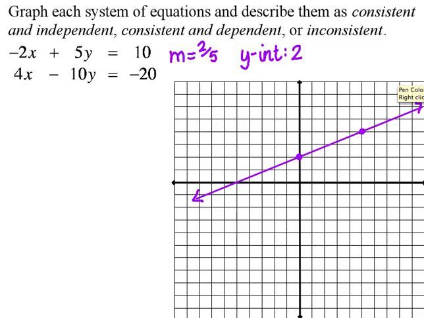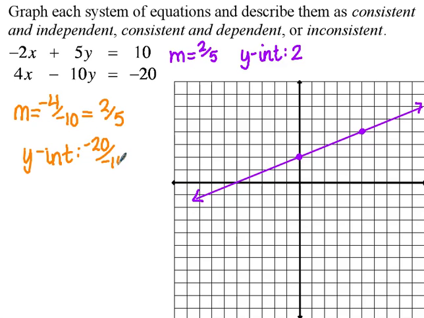So what's your slope on your next one? -4 over -10, which is what? 2 over 5, good. What's your y-intercept? -20 over -10, which is 2. What do you notice about those things? They're the exact same as the first one. So as a result, what do I know my solution is? Right, it's consistent and dependent. It's actually the same line.